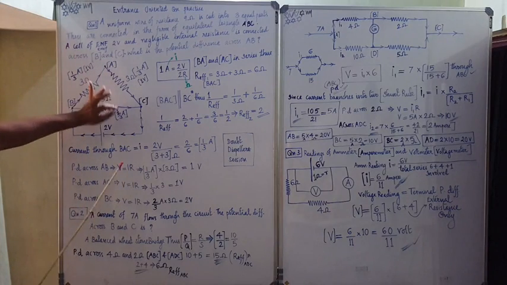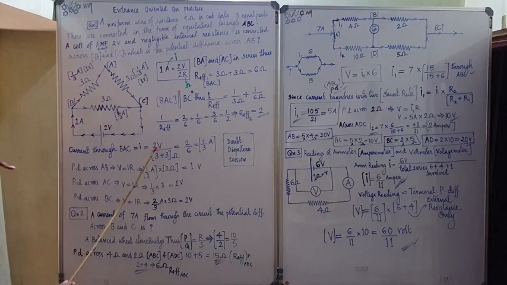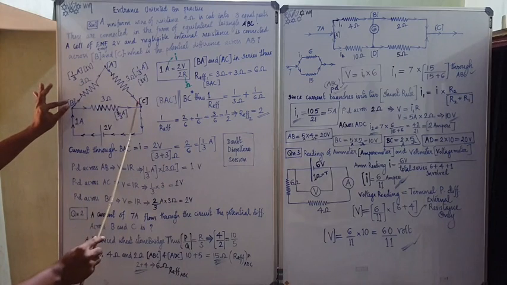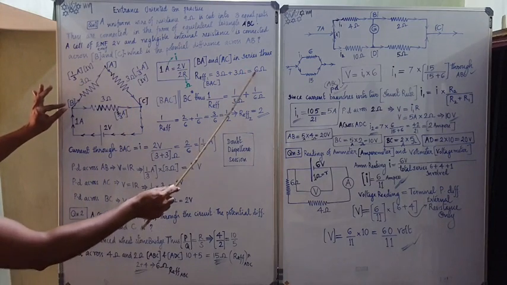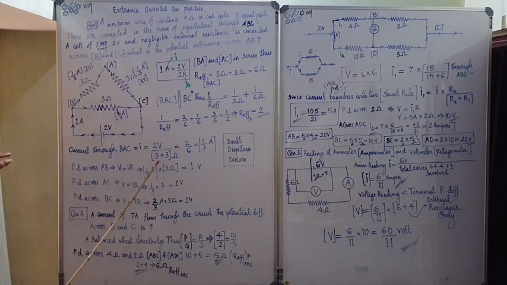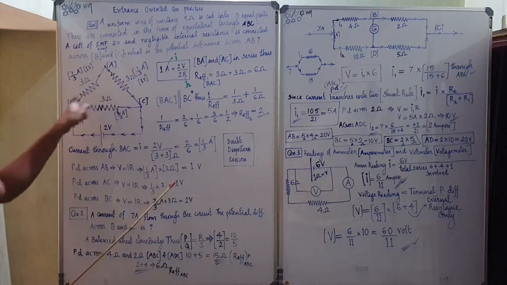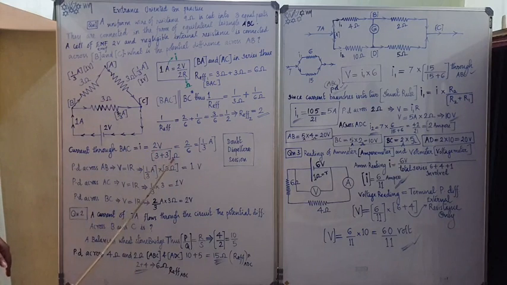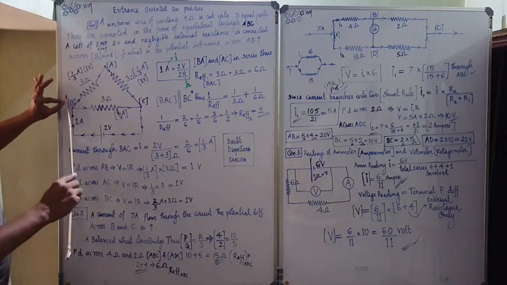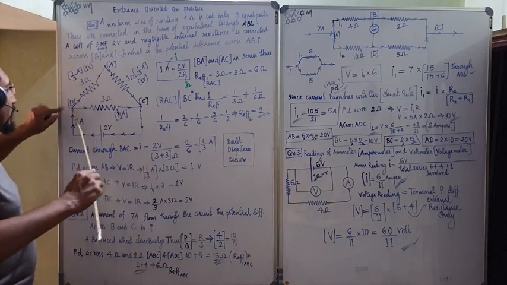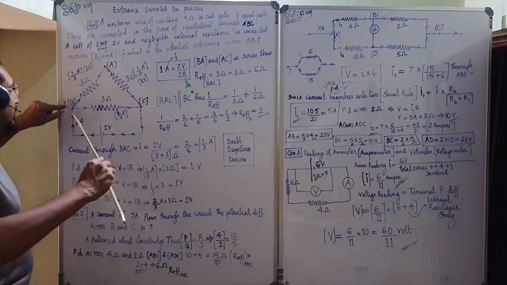The current through BAC is I, equal to this 2 volt divided by whatever resistance is encountered. The BAC section has a resistance of 6 ohm. So V, 2 volt, is equal to I into this. So I is equal to the voltage divided by the resistance offered by BAC. So 2 volt by 3 plus 3 ohm, that is 2 by 6, equal to 1 by 3 ampere. That means 1 by 3 ampere will go through here.